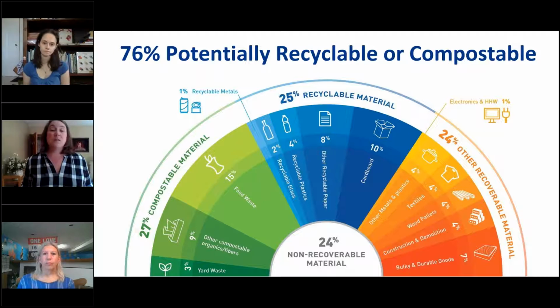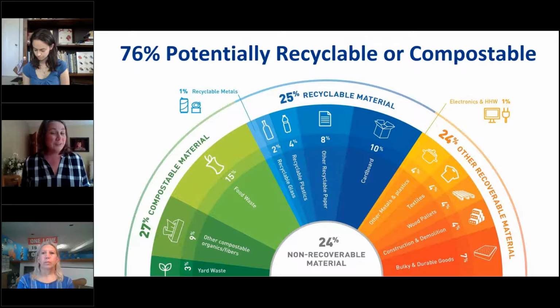And so this is going to be materials such as compostable materials like food scraps and yard waste. We'll talk more about that. Recyclable materials like cardboard and aluminum cans. And then other recoverable materials such as your durable goods, your mattresses, your furniture, and your textiles.